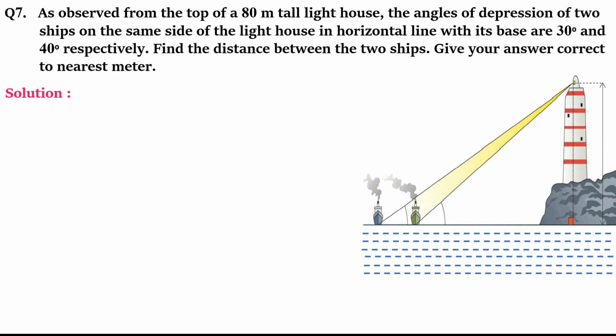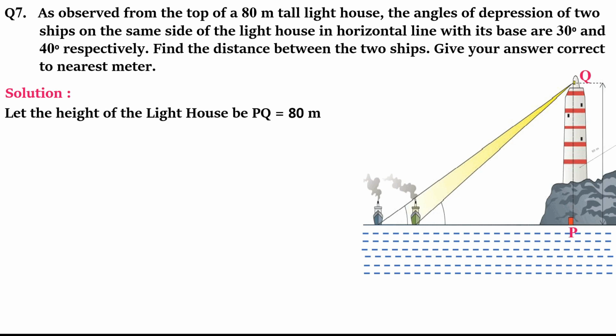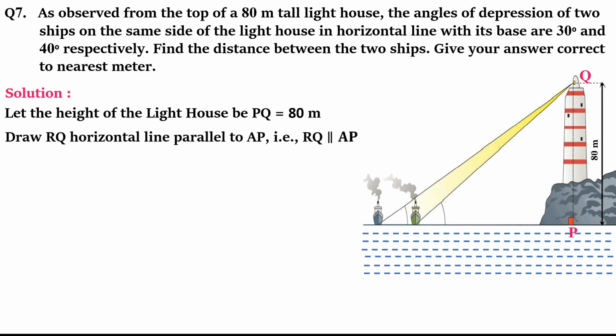Okay, so let's give some names. Let the height of the lighthouse be PQ. So we are naming the lighthouse as PQ and its height is 80 meter. So we have marked in the figure, PQ is the height of the tower and its height is 80 meter. Next, to make the angles of depression, because we are looking from above to the ground, from the top of the lighthouse we are looking at the ground level. Here the ground level is the surface of sea water. We are observing the ships.